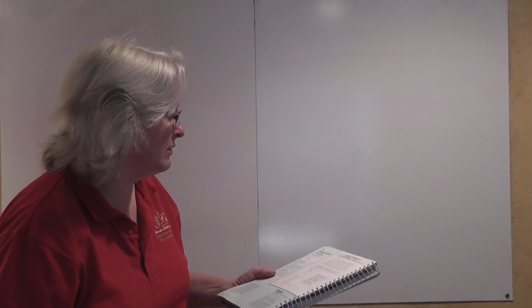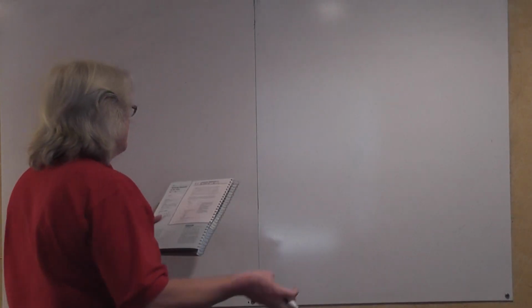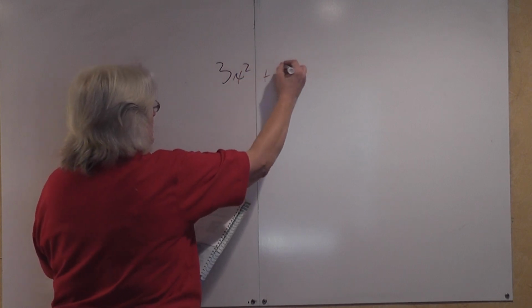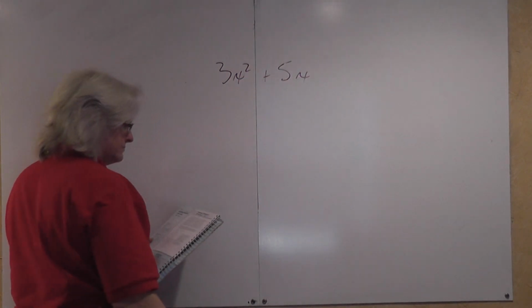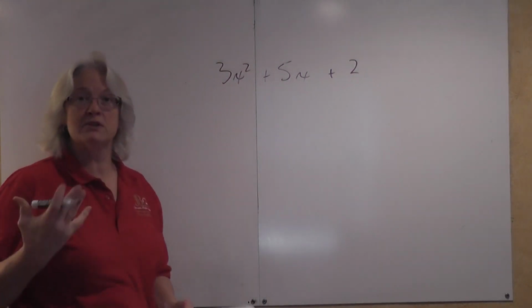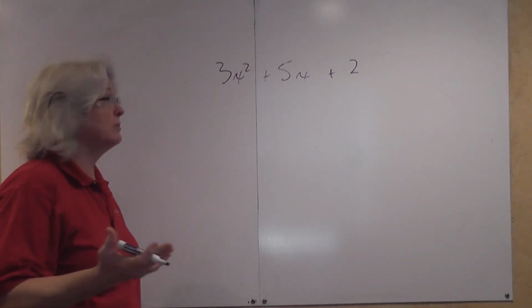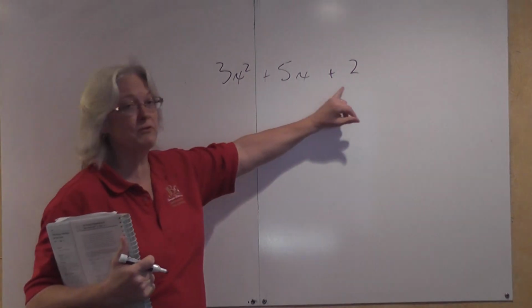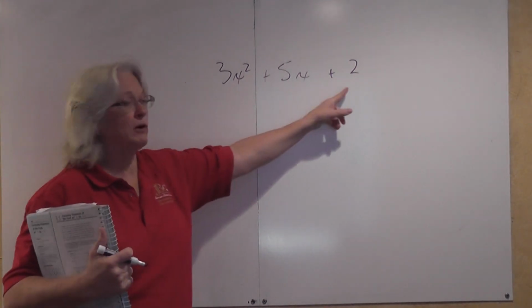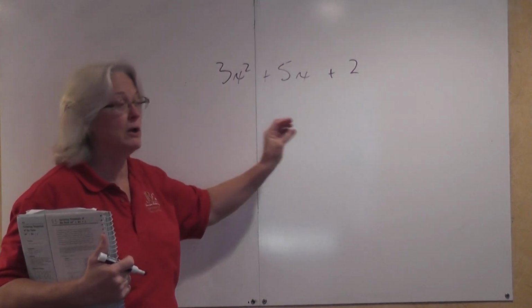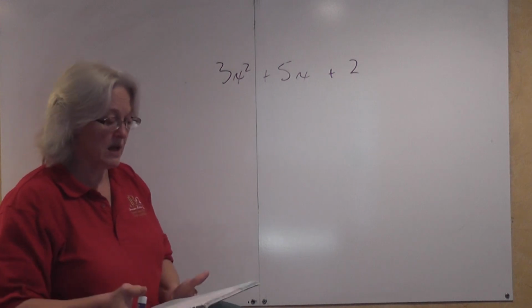So we're going to go ahead and do example number 1 on page 380. And this says factor 3x squared plus 5x plus 2. So what's the very first thing that we want to do with this problem? Whenever you're factoring, you're always going to look for a common monomial factor first. There are no variables in common. 2, 3, and 5 are prime numbers, so there are no common monomial factors at all.